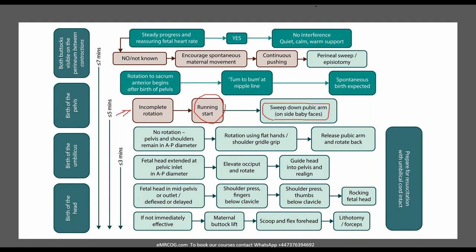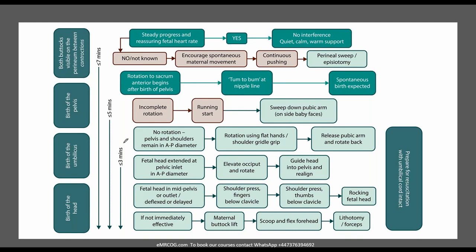So when you do the running start, this will lead to a better diameter of the pelvis. So you can sweep the pubic arm of the baby, on both sides of the baby's face, and deliver the arm. Is it clear so far? Clear so far, guys? So I can use the running start when I have incomplete rotation and then help by sweeping the arm.